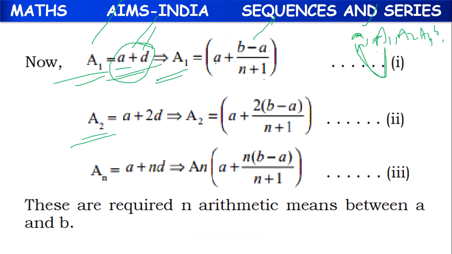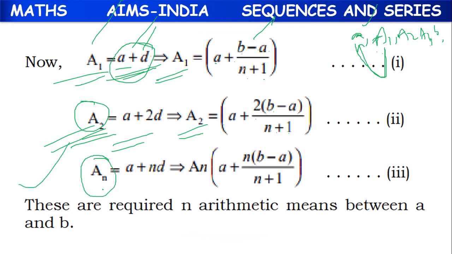For a2, to a plus d we have to add d, so it becomes a plus 2d. Or we can find a2 with the help of this formula, a plus 2 into b minus a by n plus 1, where a2 is the second arithmetic mean. In the same way, we can find any arithmetic mean directly. So a1 equals a plus d, a2 equals a plus 2d, and an will be equal to a plus nd, or an equals a plus n into b minus a by n plus 1.